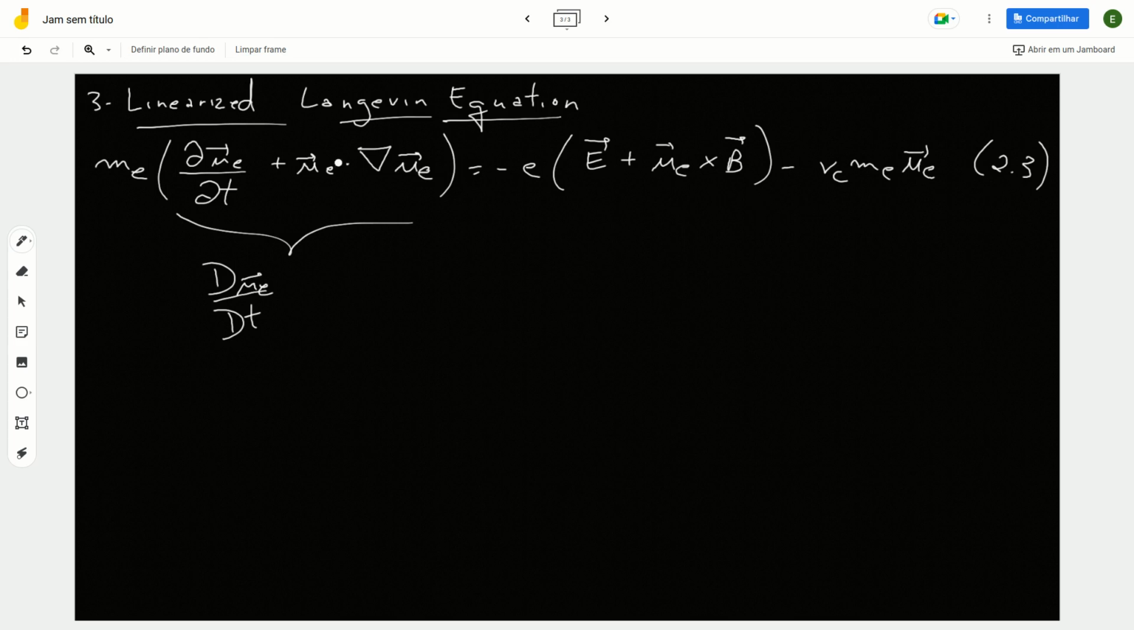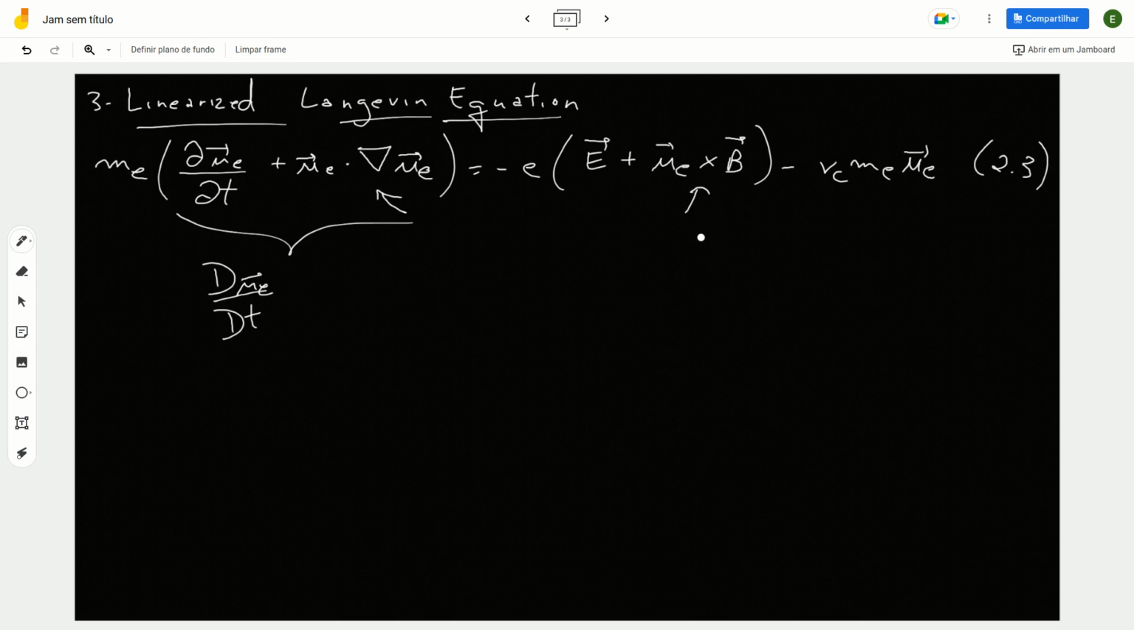Okay, you can see here that there are two nonlinear terms in this equation. The first one is this, and the second one is this, because you have here a product of the mean velocity of the electrons, and here you have B. If B is not a constant field, then B is a function of space and time as well, and you have a nonlinear term here.